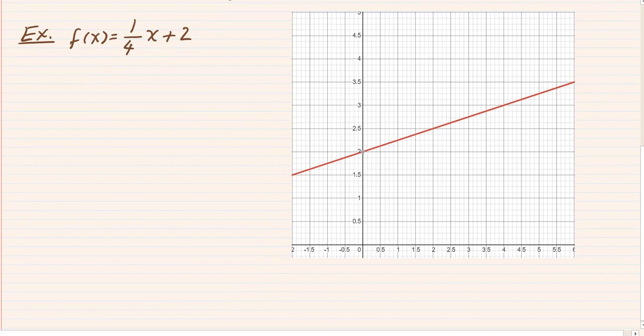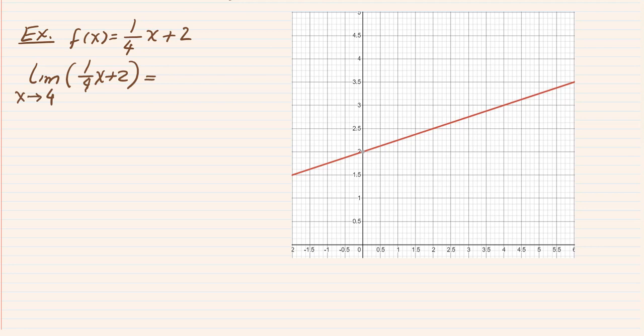So let's say I want to find the limit of this function. The function, remember, is 1/4 x plus 2. It is a polynomial function, so we can easily find the limit. And let's say I want to make x approach 4. We can directly substitute into this polynomial function. Of course, simple linear functions are subsets of polynomial functions, right? So plug in a 4. 4 times 1/4 makes 1. 1 plus 2 is 3. Simple. That is the limit, and I'm going to call that L.